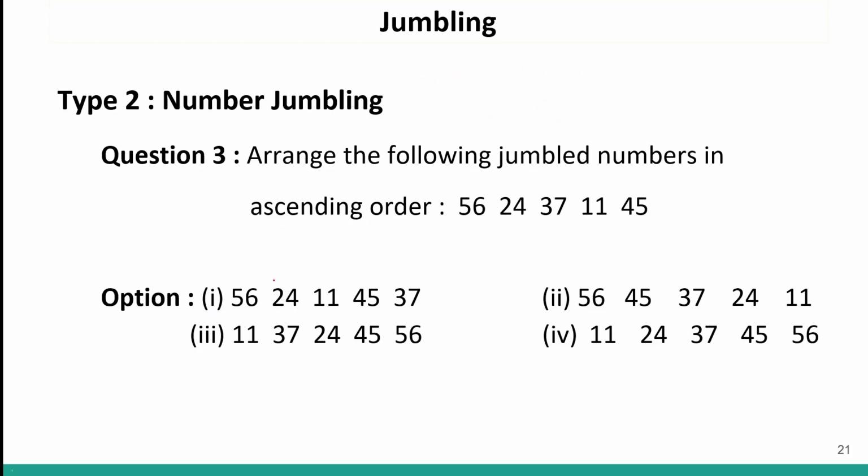So option number 1 will be the correct answer. Okay? Now, question number 3. Arrange the following jumbled numbers in ascending order. Ascending means increasing order from smaller to bigger number.